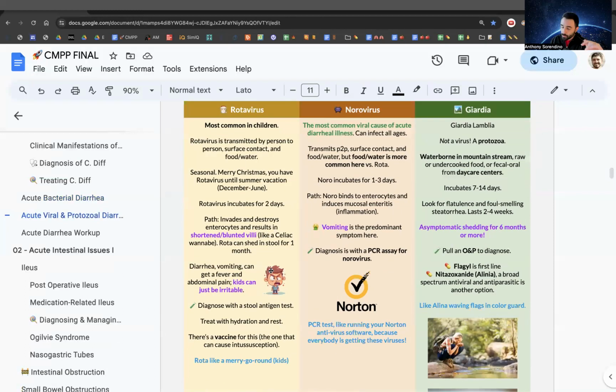Okay, this is big. It invades and destroys enterocytes and results in shortened and blunted villi. So it kind of looks like celiac disease, right? That's what happens with celiac. So remember that for rotavirus.